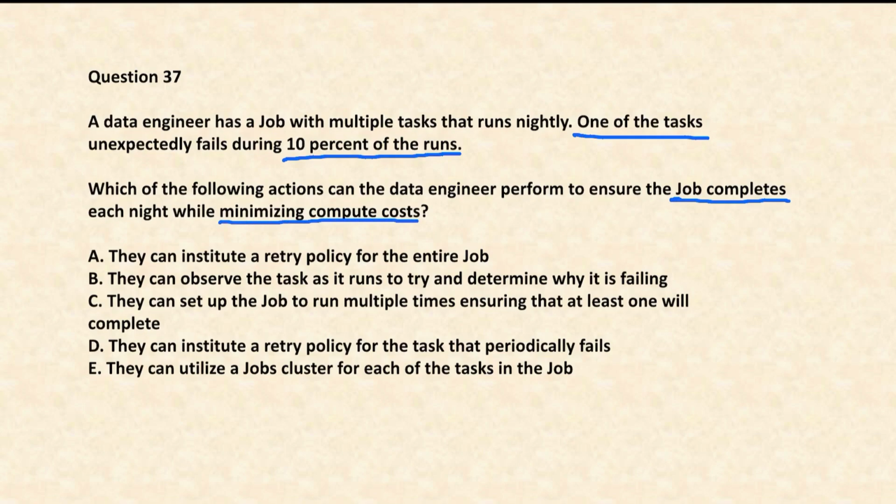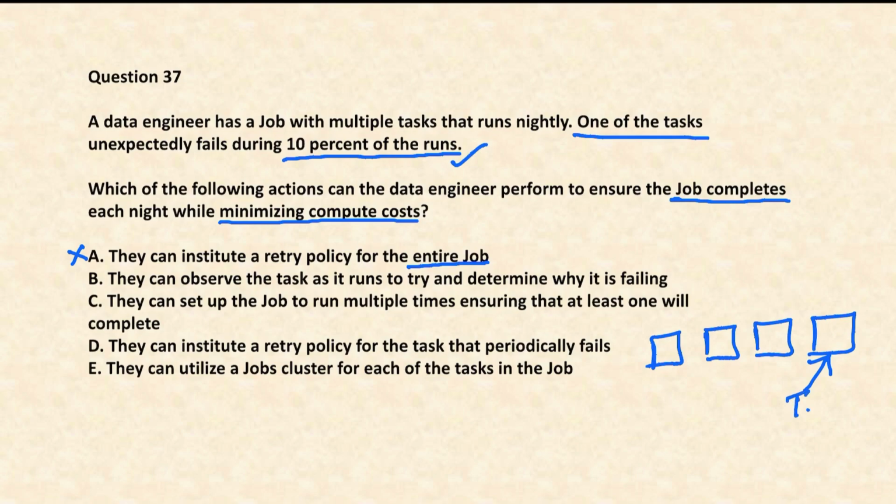So the first option is they can institute a retry policy for the entire job. Okay, so now in this particular question, you don't have to do a retry policy for the entire job, because it will start the 10% that actually ran, it will again start running from the entire, let's say there are 4 tasks in a particular job, right? And this particular fourth task actually fails, right? So you have to run the complete T1, T2, T3 and T4 basically in the option A in order to go ahead and come to this T4 again.